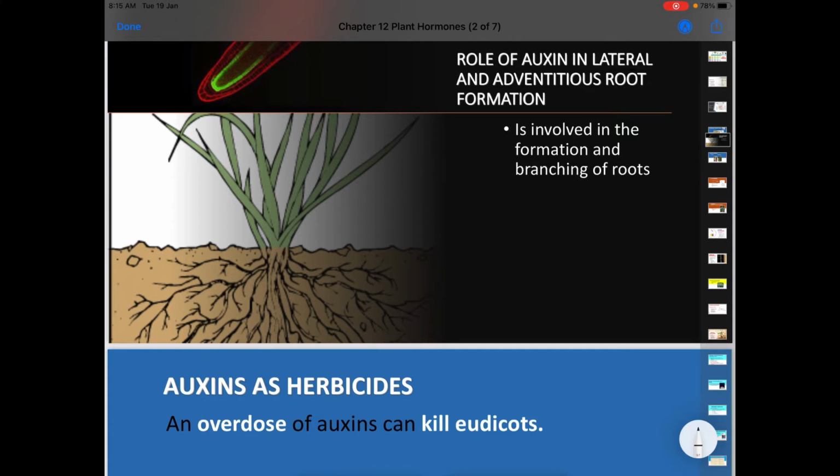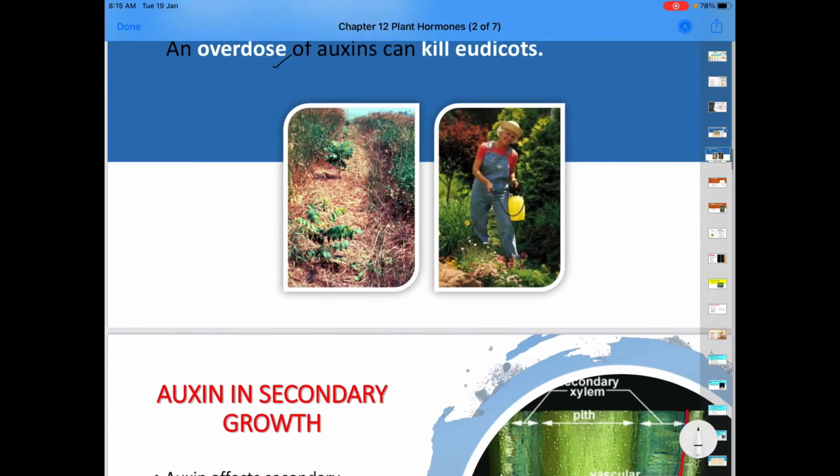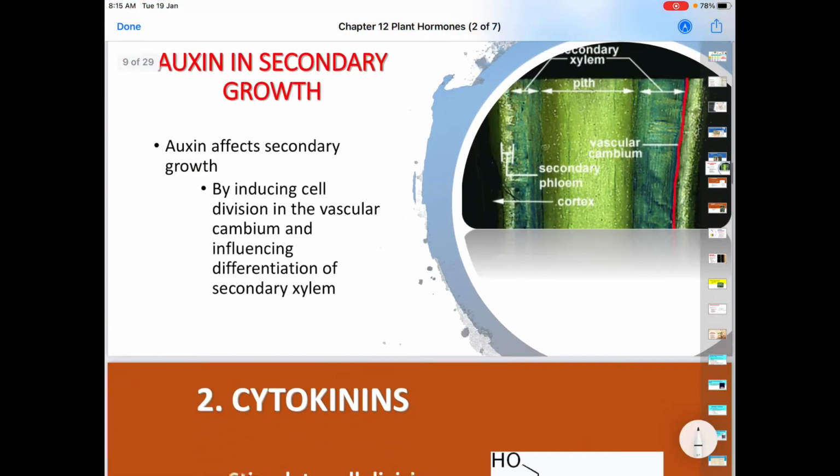This is another role of auxin in lateral and adventitious root. It is involved in the formation and branching of roots. So auxin promotes elongation. Normally it occurs in the part that needs elongation, such as the shoot and also the root. Another function of auxin, it can also function as herbicide. An overdose use of auxin can kill the eudicots.